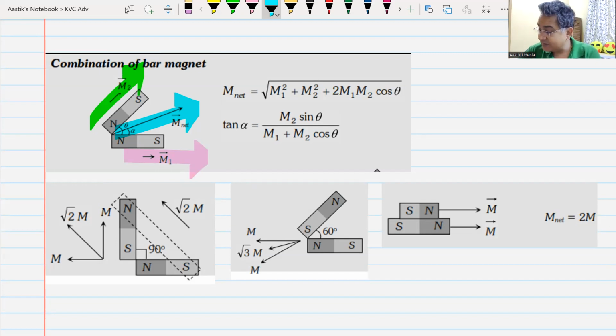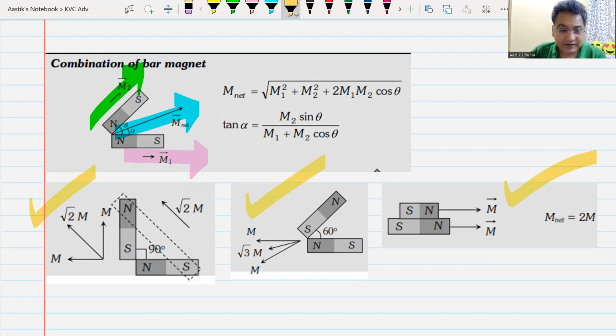Similar is the case with this one, and this one, and this one. We have just seen the angle between the two bar magnets, the angle between the magnetic dipole moments of the two bar magnets, and then we use vector addition to find out the net magnetic dipole moment. Do we understand this? Yes, sir. Note this down. Any of this can come as a question in your exam.